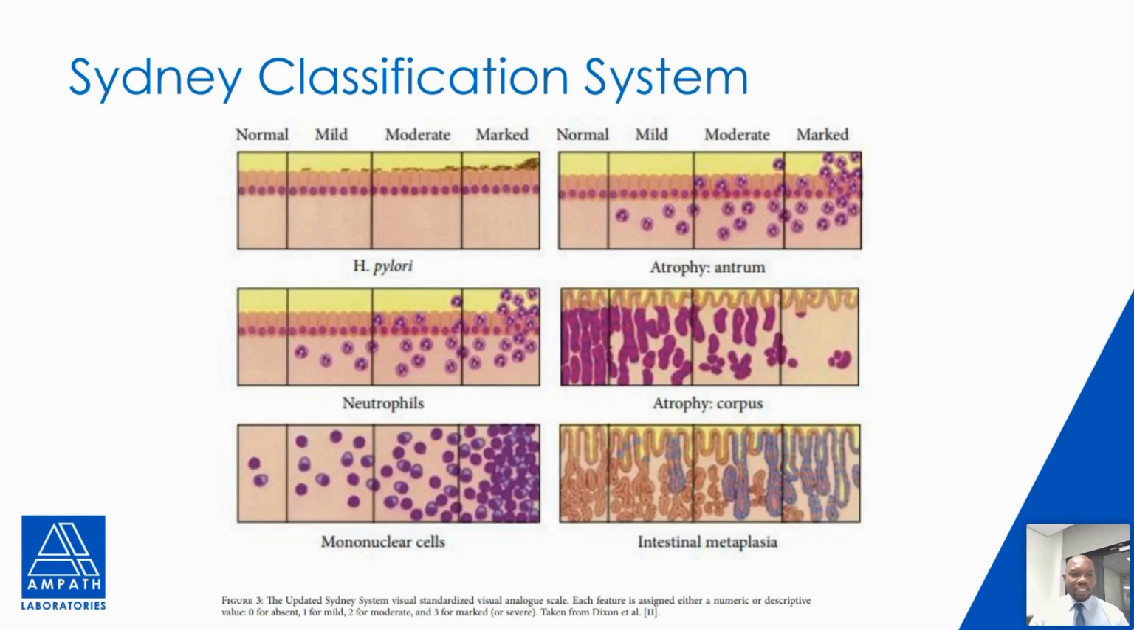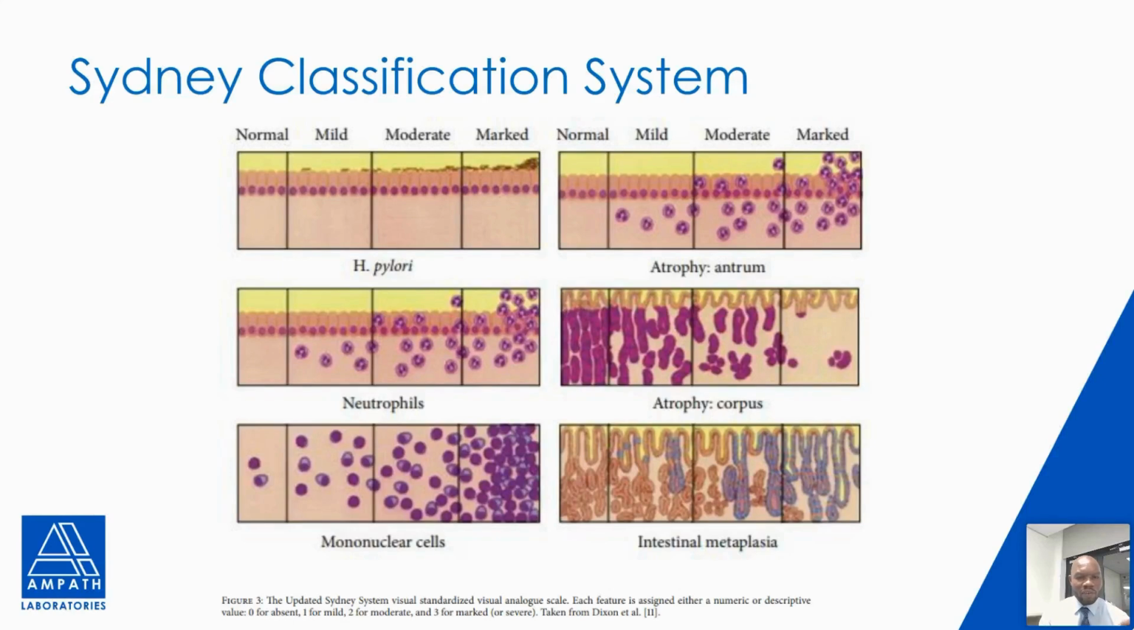So with regard to the Sydney classification, which has been updated several times, what we largely look at, we grade the degree of the Helicobacter pylori infection, which is the bacterium that we commonly see in the stomach. We grade the degree of atrophy in both the antrum and the corpus.